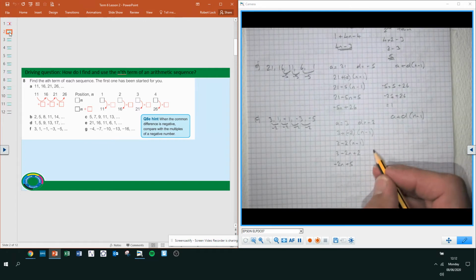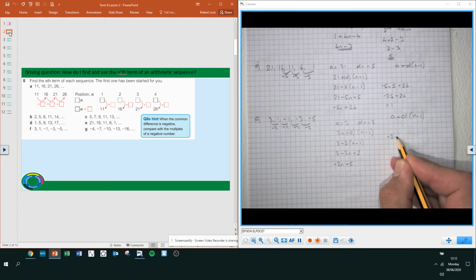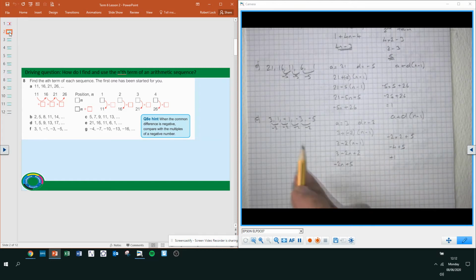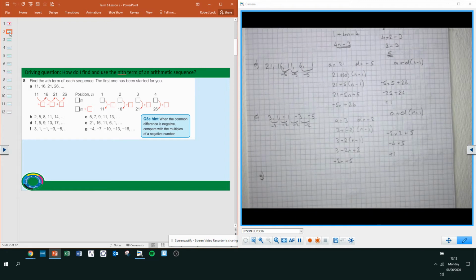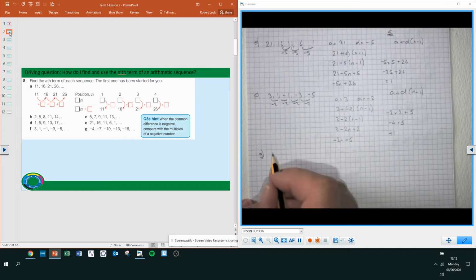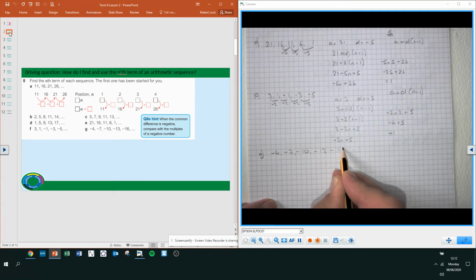And we can use the second term here, minus 2 times 2 plus 5. Minus 2 times 2 is minus 4 plus 5, that'll be plus 1. Second term is 1. F, G. Minus 4, minus 7, minus 10, minus 13, minus 16. Go down in 3s.